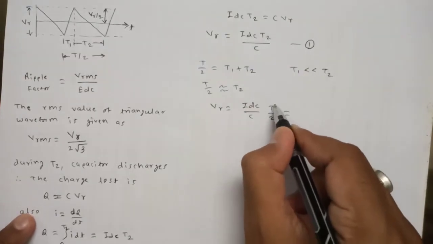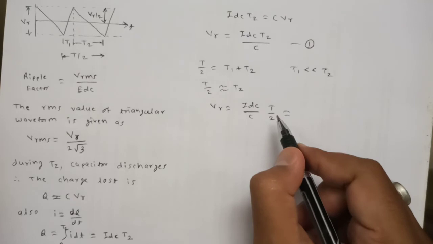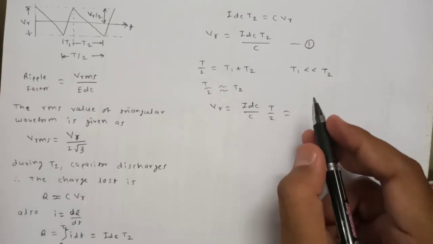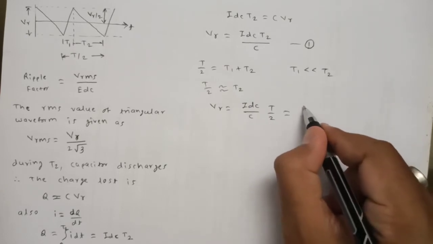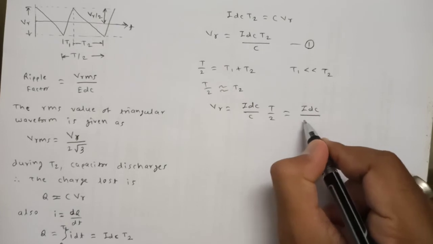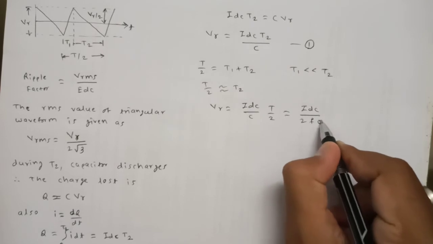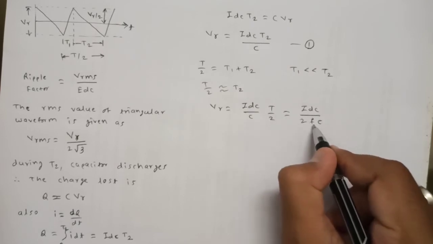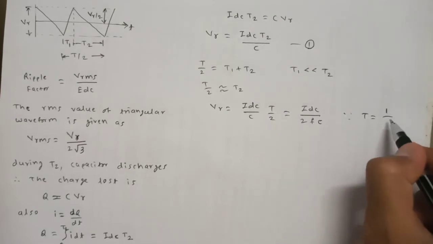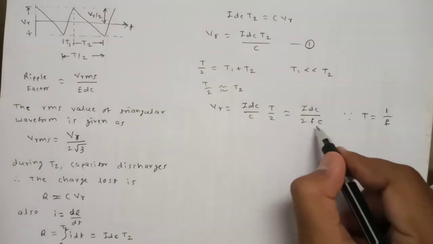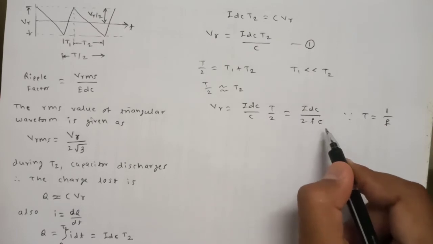Further, we know that T is nothing but the time period of this waveform. The time period is nothing but 1 divided by frequency. So I can write the equation for this VR is equal to IDC divided by 2, this 2, and FC. Instead of this T, I have written F here, because the time interval T is nothing but 1 by frequency. So finally, I have got the equation VR is equal to IDC divided by 2 into FC.